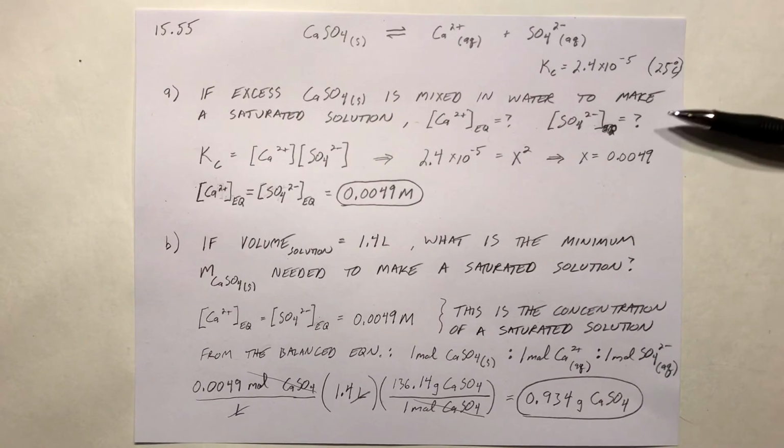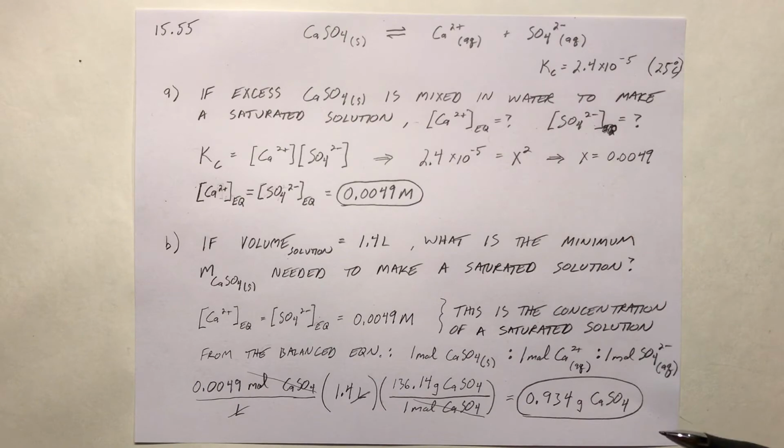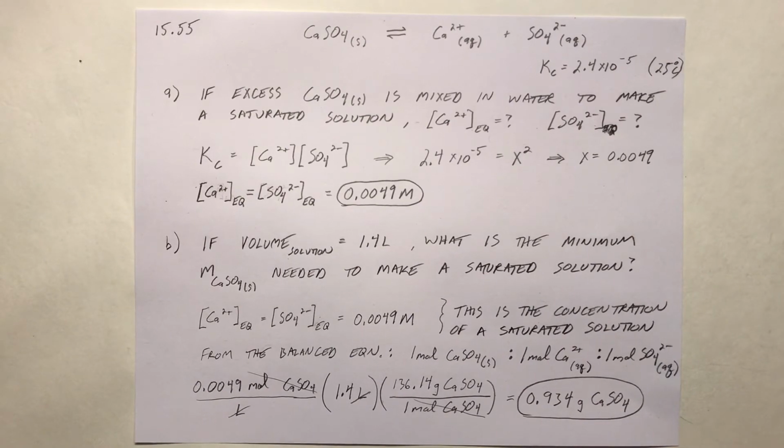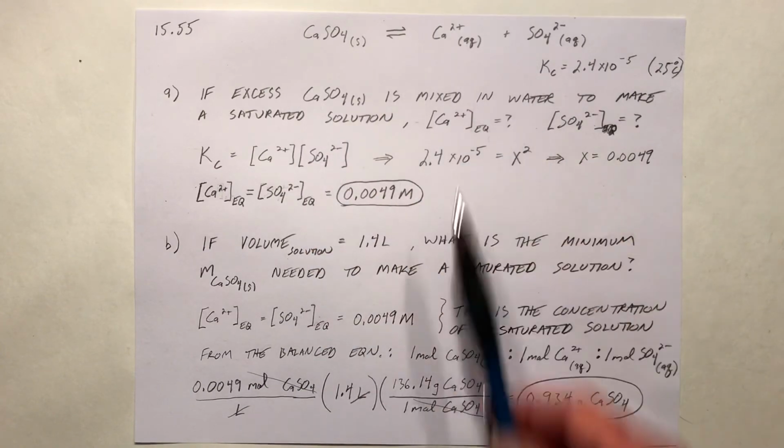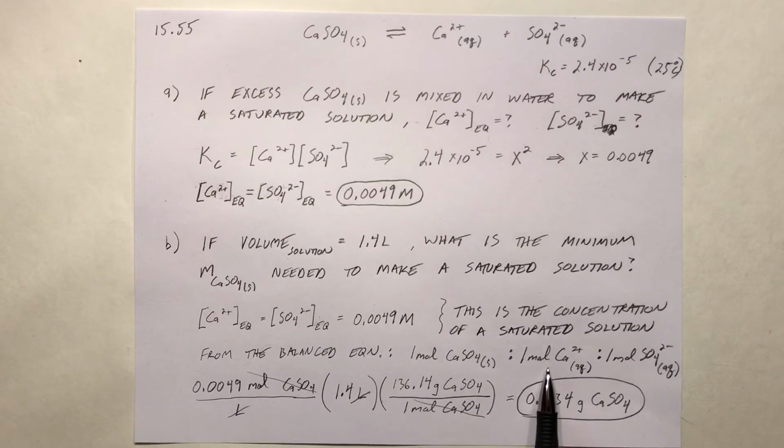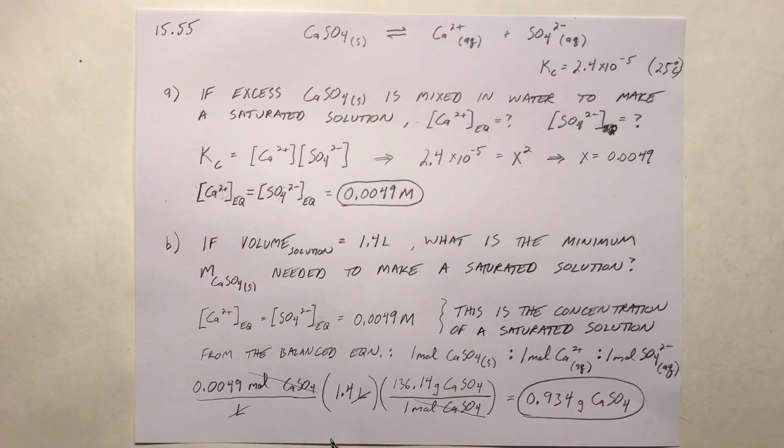And that really comes from the parameters that we set in the beginning of the problem here in part A. So we know that from the balanced equation, since there's a 1-to-1-to-1 mole ratio, the amount of Ca2+ and the amount of SO4 2- must be the same as the amount of CaSO4. So to make a saturated solution, we would need 0.0049 moles per liter of CaSO4. Since we have 1.4 liters, we can multiply by that, so liters cancels out.